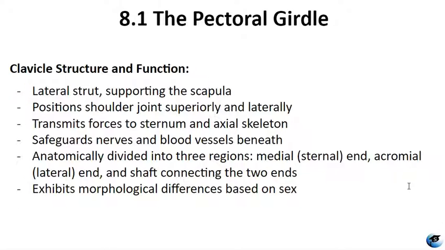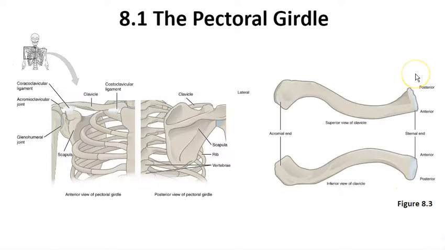The clavicle is divided into three parts: the end that is closest to your sternum or your breastbone, the end that is next to your shoulder, and the part in between. It can look different in males and females, with variations in size and shape reflecting biological differences. Figure 8.3 shows the location of the clavicle within the pectoral girdle, where the shoulder meets the chest.